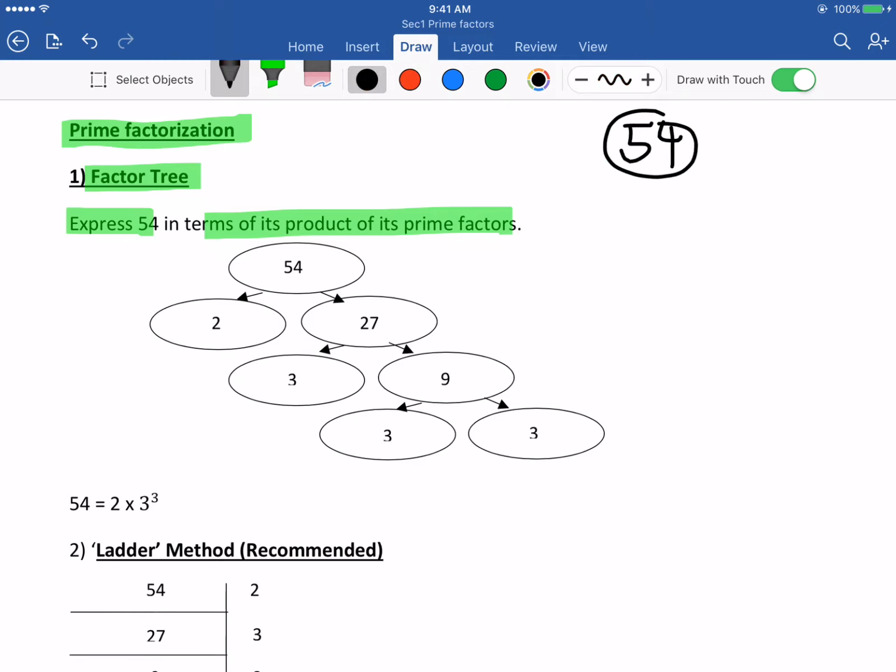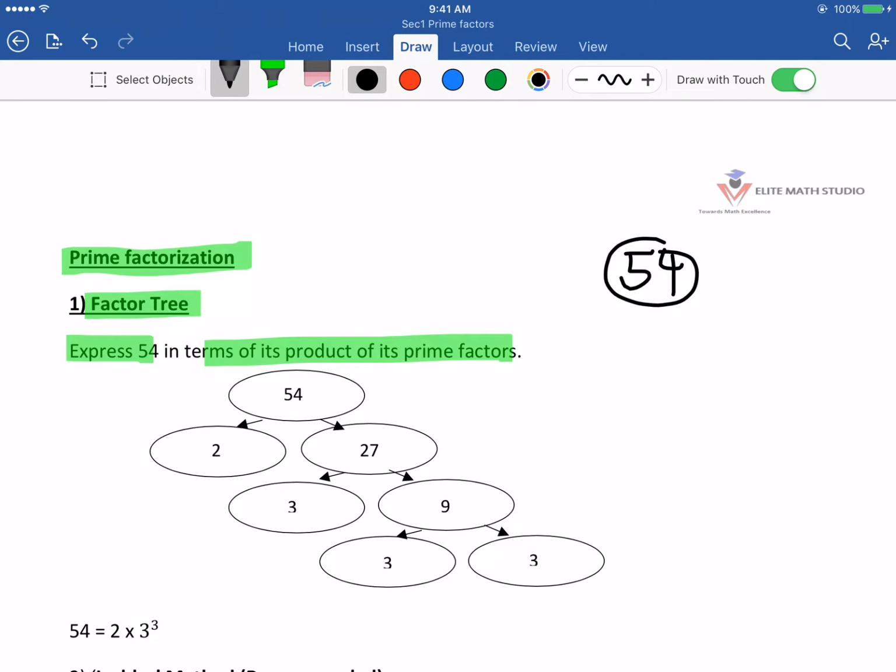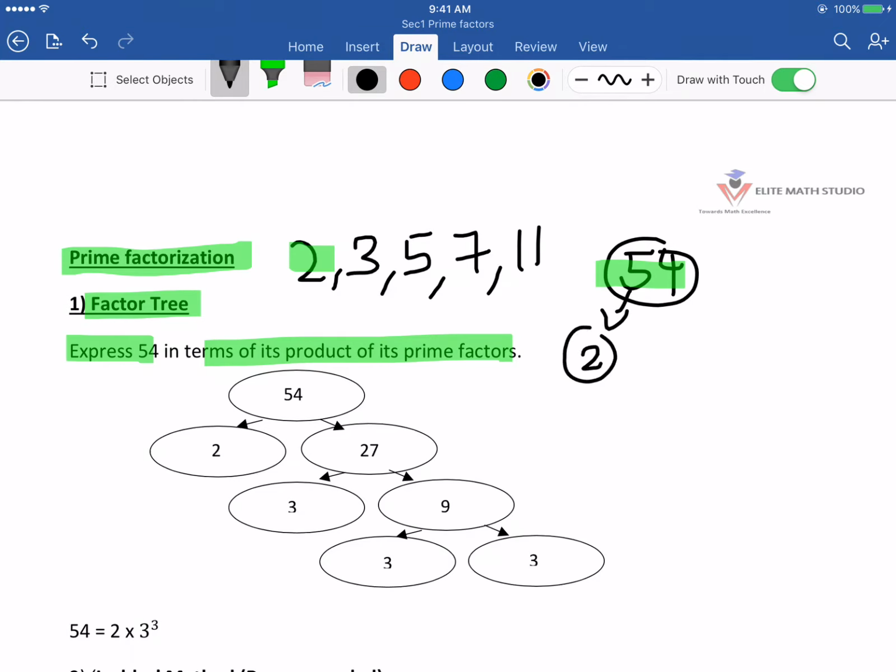If I were you, I'd write down the first 5 prime numbers on the side: 2, 3, 5, 7, 11. So what's the first step? You take 54 and divide by 2 first. Is 54 divisible by 2? Yes, so we draw like that, 2. What's 54 divided by 2? 27.